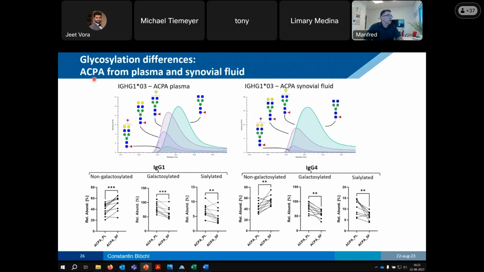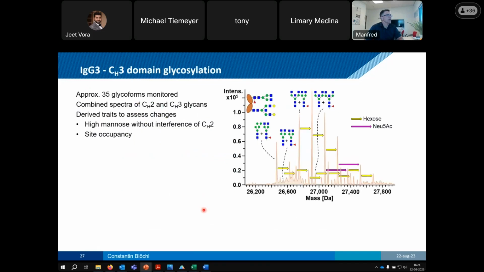Okay, and now another angle of comparison is the comparison of the autoantibody for the two different biofluids. So we can compare the plasma with the synovial fluid. And that's shown here. And also here we see quite some striking differences. So the lack of galactosylation, the agalacto variants, are more prevalent for synovial fluid ACPA as compared to plasma ACPA. And also for sialylation, we see accordingly these differences.